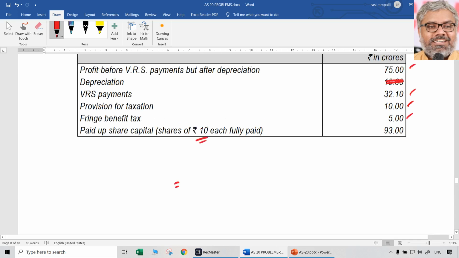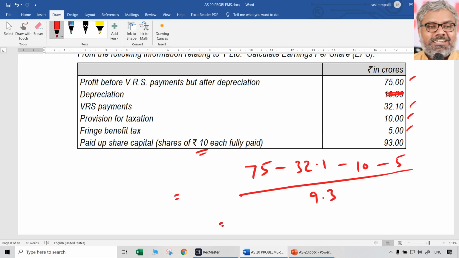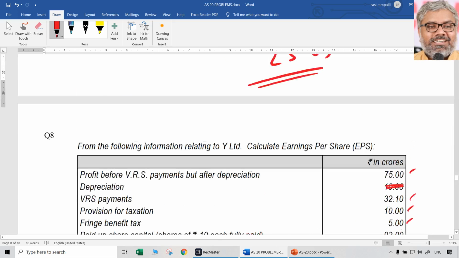So simply you can just take 75 minus 32.1 minus 10 minus 5. That is the profit available to equity shareholders after tax, divided by 9.3 crores, the number of shares. That's it. That will give us the basic EPS. 75 minus 32.1 minus 10 minus 5 divided by 9.3 means 3 rupees is the basic EPS. That's question number 8.